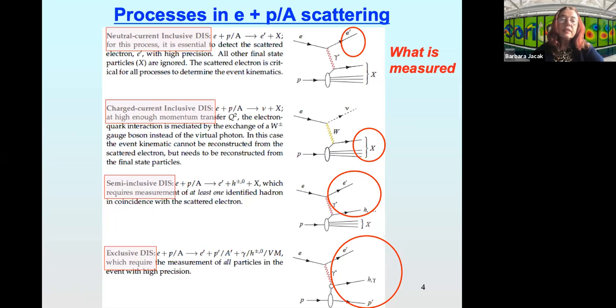There's also charged current inclusive DIS. And that's where the exchange particle is a W, the electron disappears, and what you actually measure for the charged current is all the other stuff that comes out of the nucleon. There's semi-inclusive deep inelastic scattering, and that's where not only do you measure the electron, but also the associated hadron.